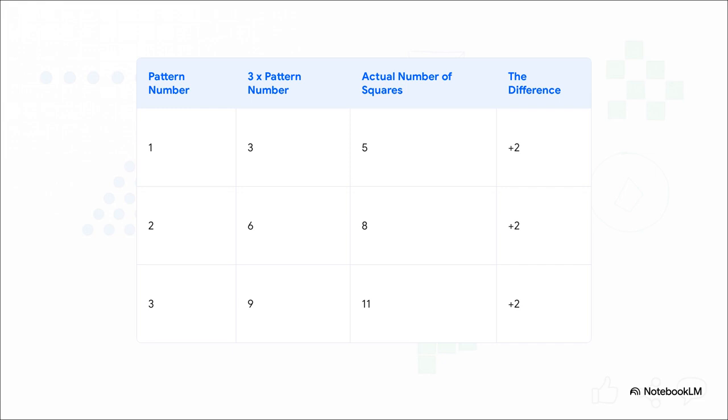Okay, let's see how our test rule holds up. For pattern 1, 3 times 1 is 3. But the actual number is 5, so we're off by 2. For pattern 2, 3 times 2 is 6, but we need 8, again off by 2. And for pattern 3, 3 times 3 is 9, but we need 11. Wait a second, do you see that? We are consistently off by exactly 2 every single time.